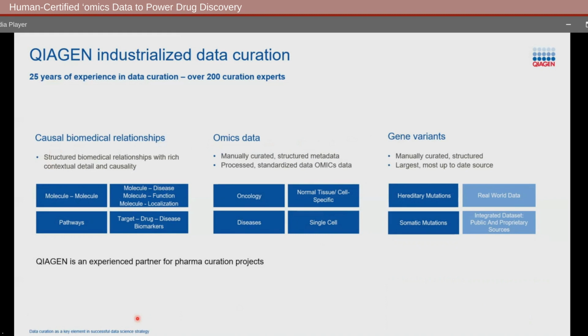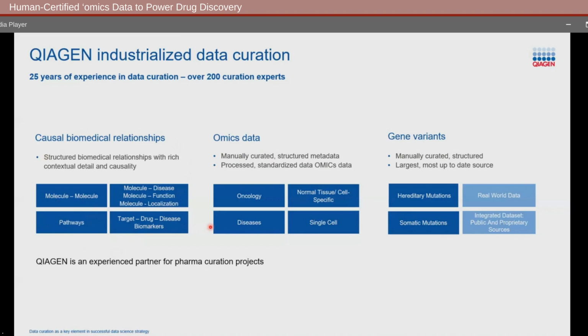Causal biomedical relationships are curated from biological findings from publications, such as molecule to molecule, as well as molecule to disease, function, and localization, molecular pathways, and findings about regulators and targets, drugs, and disease biomarkers.